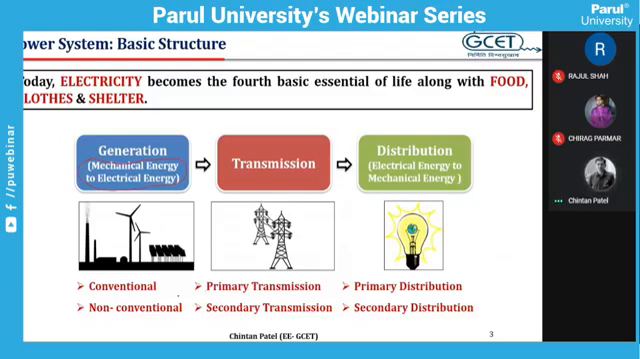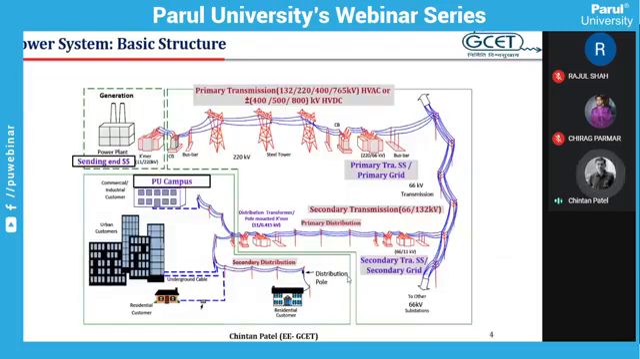Now we know that there are two types of generation possible, conventional and non-conventional, that is, non-renewable and renewable. The transmission systems are of two types, primary transmission and secondary transmission. We will see very soon what the difference is between these two. Similarly, there are two types of distribution networks, the primary distribution network and the secondary distribution network. This is the basic structure of a power system.